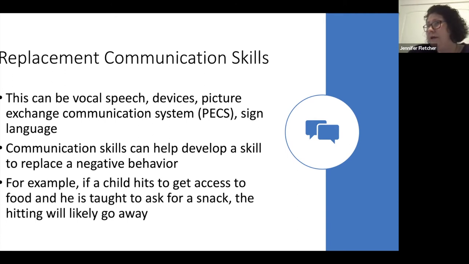I have been working with a student who has had very limited communication, and we taught him to start using some PECS. And it's amazing how we see the behavior line go down and down and down to where he's hardly ever engaging in negative aggressive behaviors, because he has a new way that's easier for him to request what he wants.